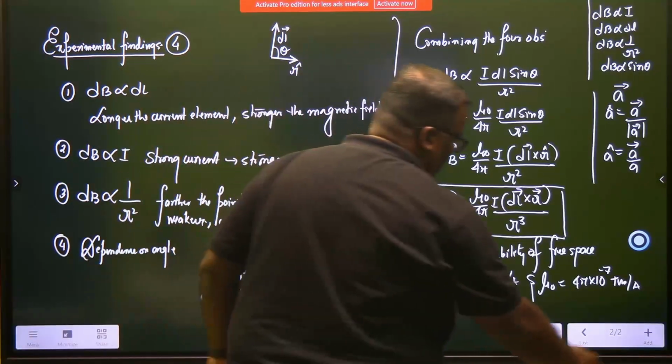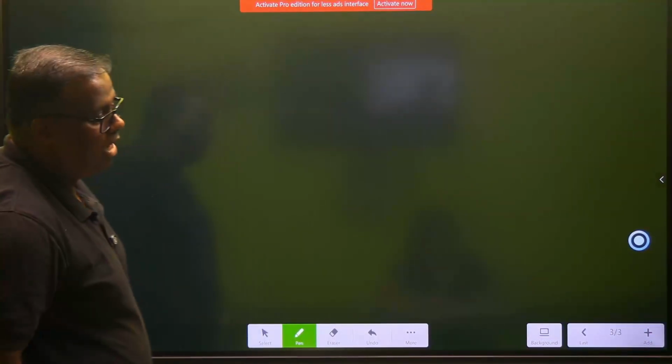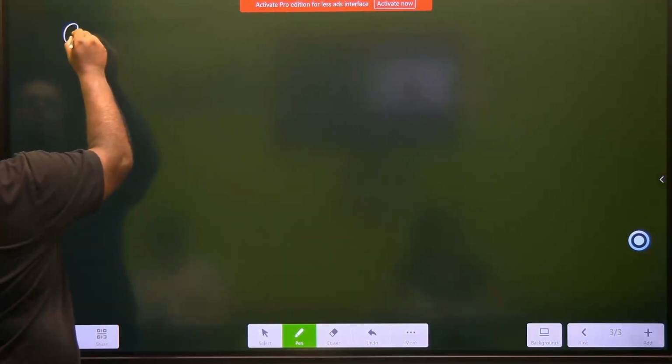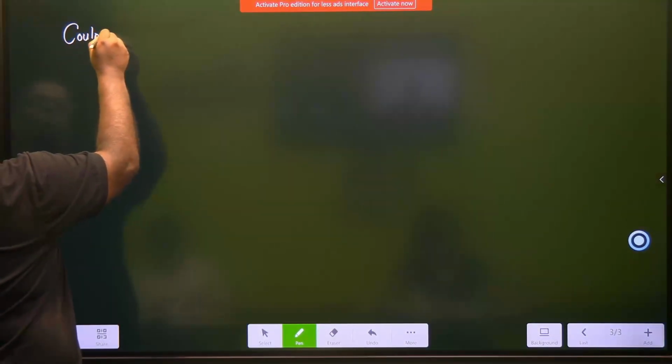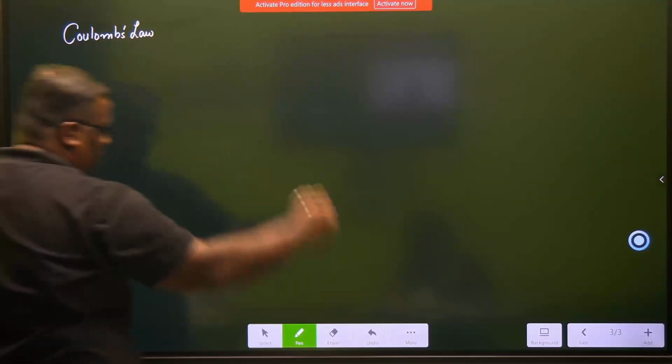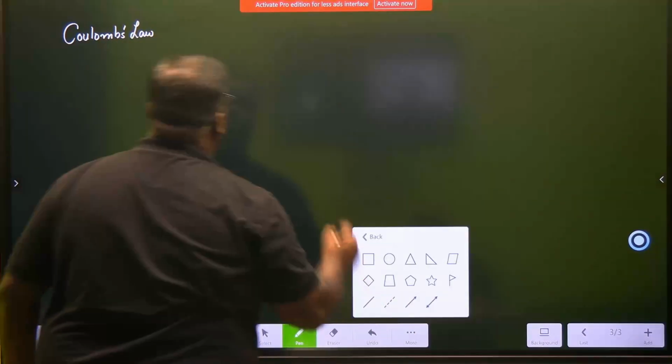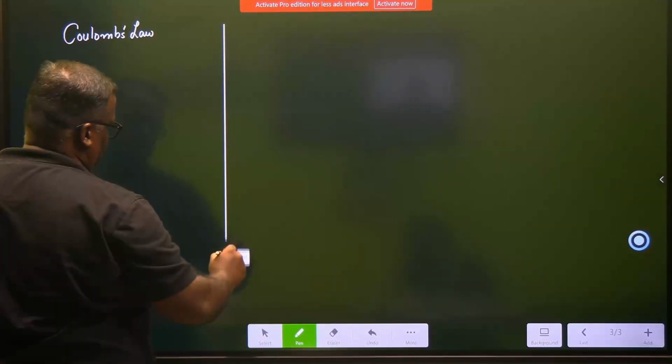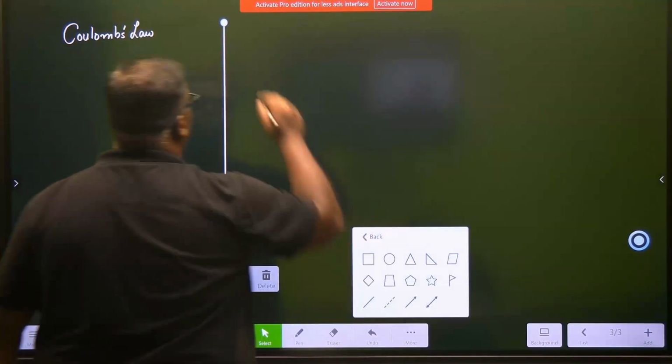So our next thing would be comparison between Biot-Savart law versus Coulomb's law. So we will have comparison. Make a T structure, Coulomb's law on this side, and on this side we will have Biot-Savart law.